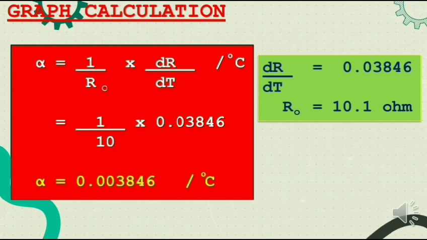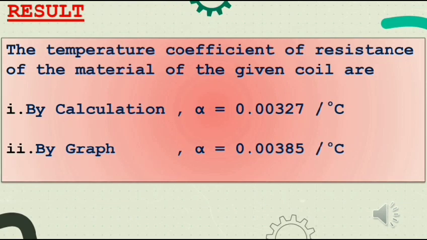To find the temperature coefficient of resistance of the material of the coil through the graphical method, substitute the values taken from the graph in the formula. These are the results of the experiment.